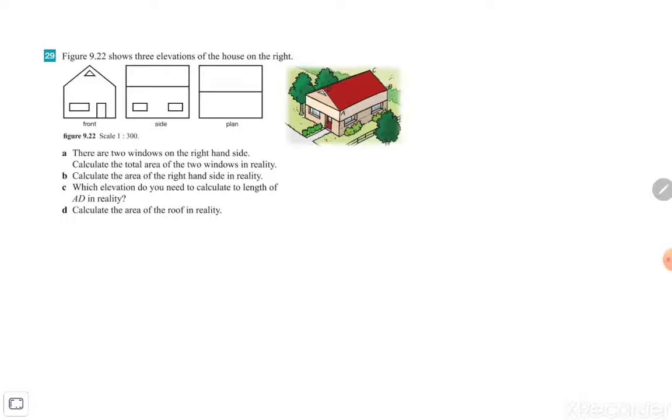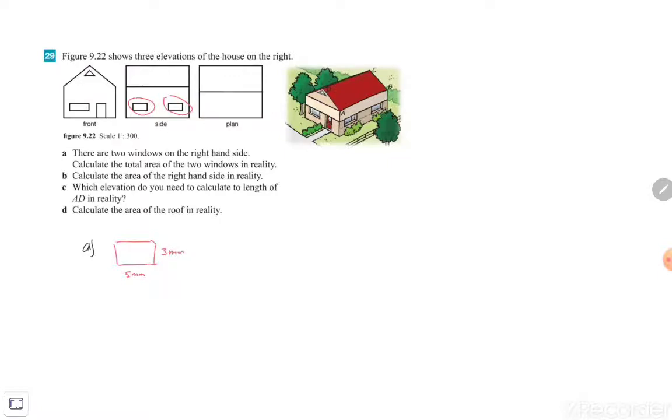So they are giving you a scale 1 to 300, which means 1 centimeter in our book is in reality 300 centimeters, or because that's what I'm going to use, in millimeters, 1 millimeter is in reality 300 millimeters. So let me look at exercise A and those two windows. I'm going to measure them, and I find that the length is 5 millimeters in my book, and the height of the window is 3 millimeters.